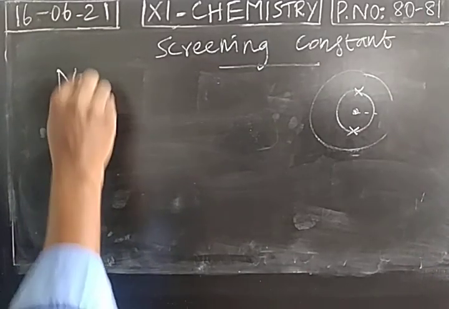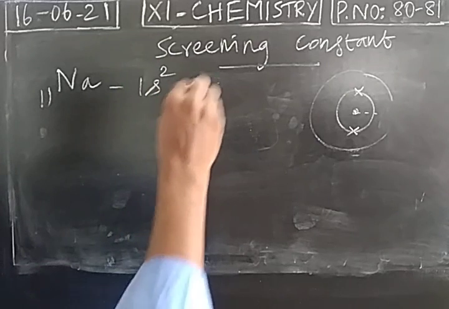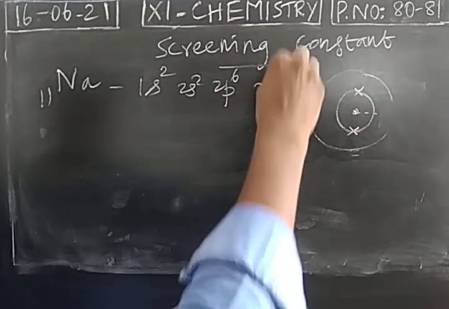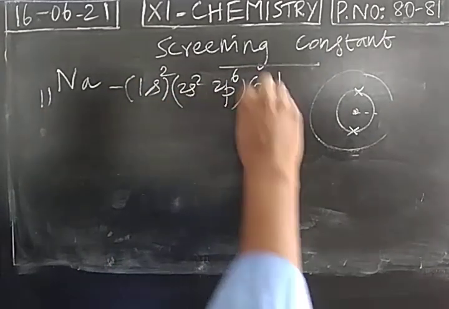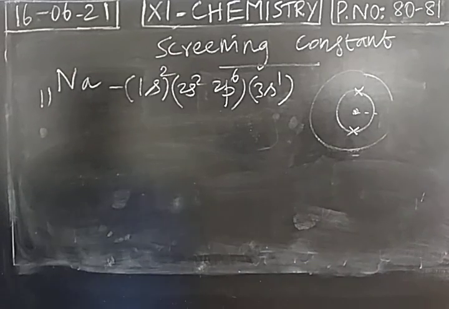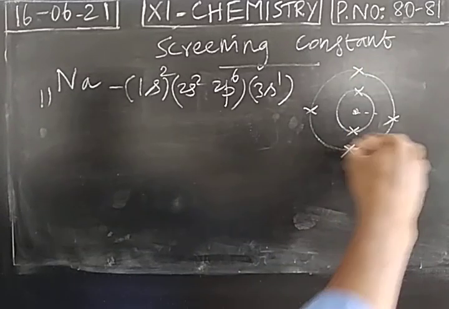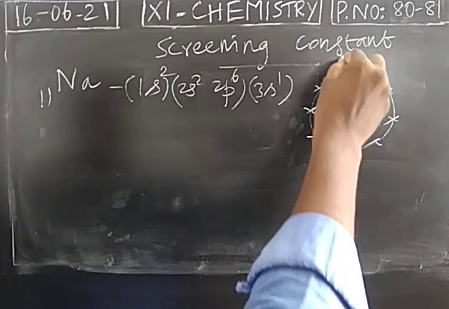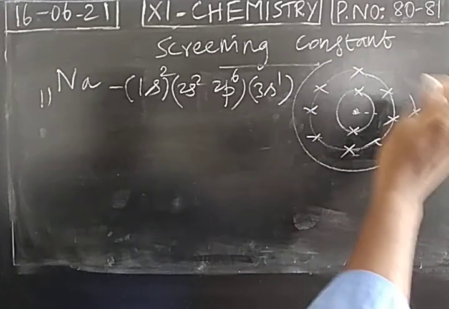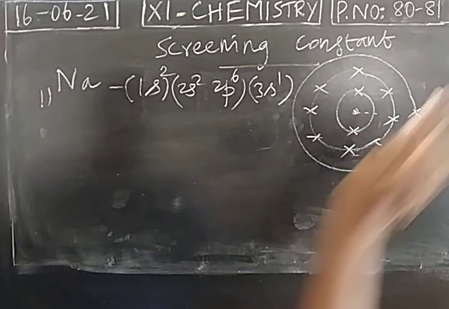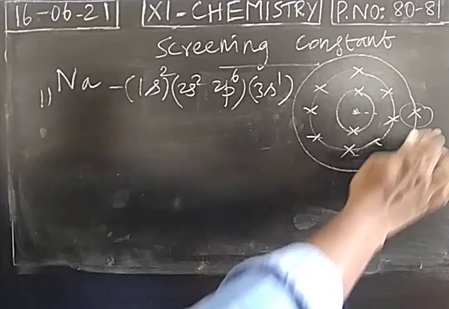Consider sodium with atomic number 11. Electronic configuration 1s2, 2s2, 2p6, 3s1. We made it as a group. 1s, 2s, 2p, one group, 3s another group. 2 electrons in the first cell, 8 electrons present in the second cell. And one more electron is in the third cell. So we select this electron. This is the valence electron.